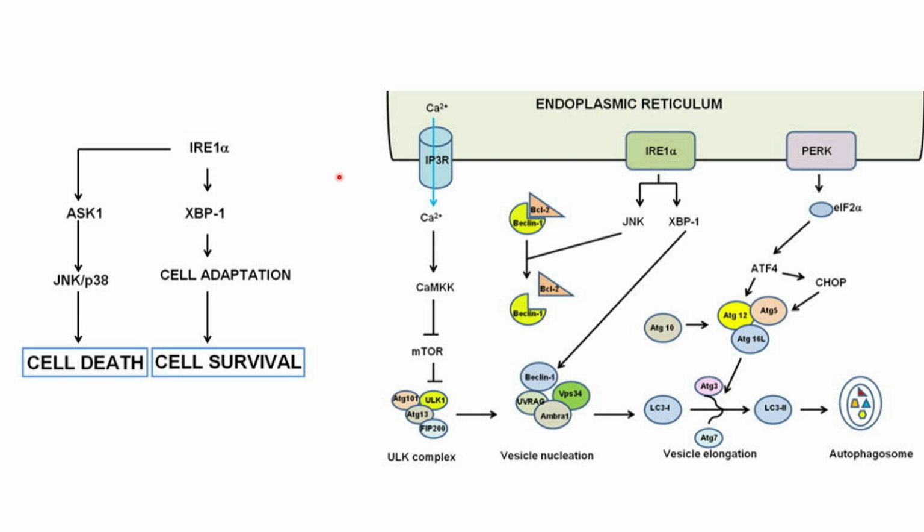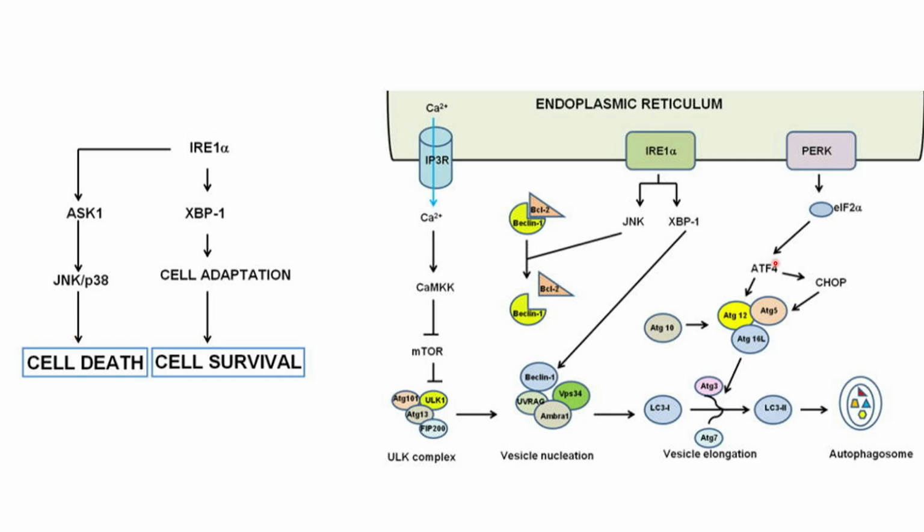So, this is about IRE1, as I told you. Yes, it cleaves XBP1 and thus helps in cell survival, but it has another way. When it cleaves ASK1 mRNA, it initiates apoptosis or cell death, and puts the cell on this particular path.